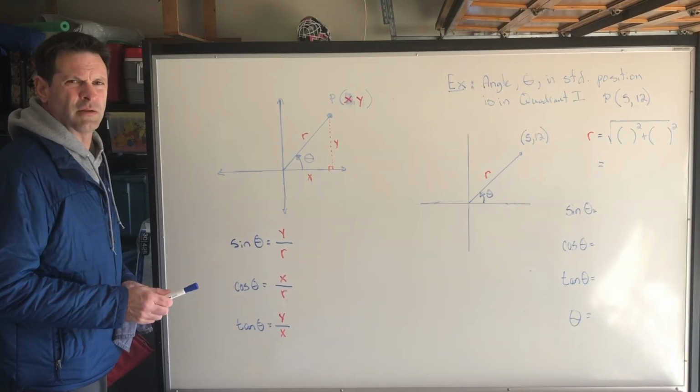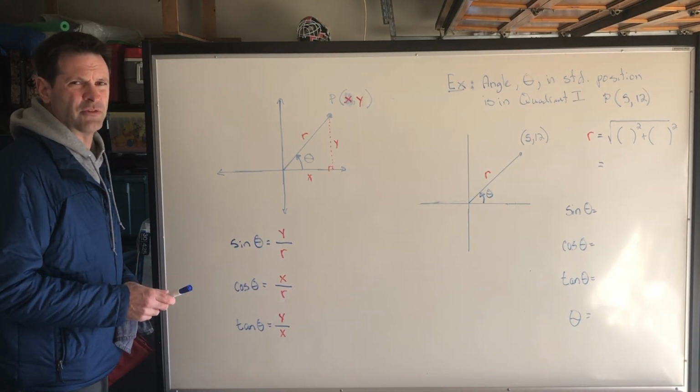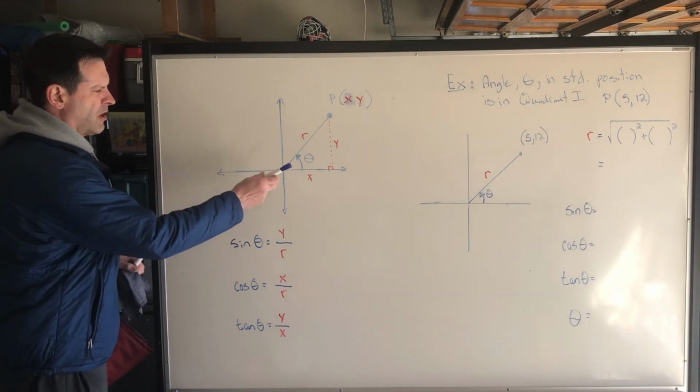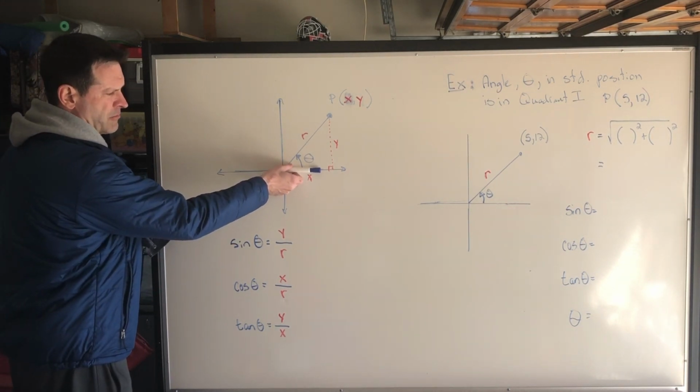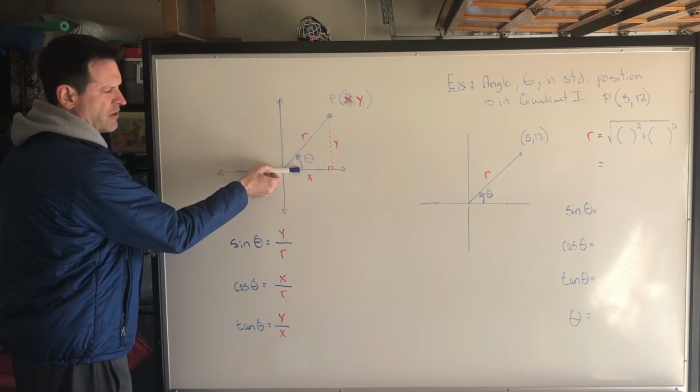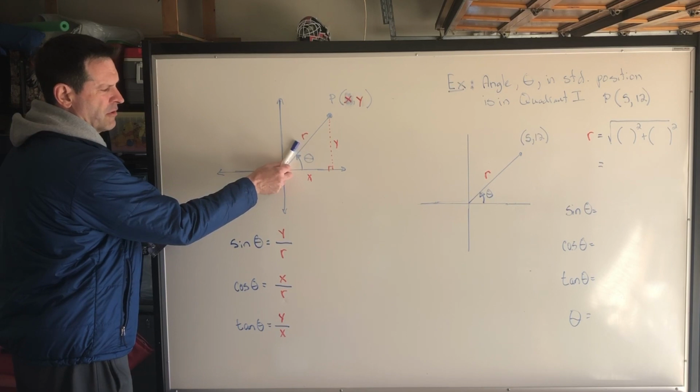Hello everybody. We're reviewing angles in standard position when the terminal arm is in quadrant 1. If you recall, the terminal arm starts at the initial position, rotates through to the terminal position, stops here. We're trying to figure out the number of degrees it's passed through.